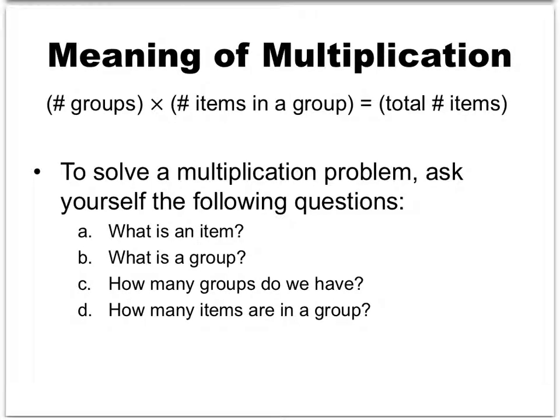The other idea we want to review is the meaning of multiplication. Multiplication means we take a number of groups times the number of items in a group, and that's going to give us our total number of items. Now, back in chapter 3, when we first started talking about multiplication, we said to solve a multiplication problem, ask yourselves the following four questions. What's an item? What's a group? How many groups do we have? And how many items are in a group? So we're going to ask those questions and answer them to help set up our multiplication problems in this section as well.